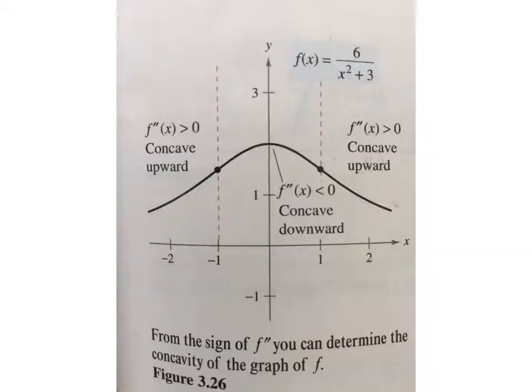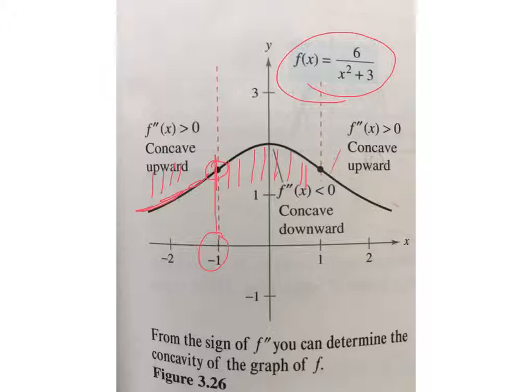Now, here's the graph of the actual function, right? Here's what we started with right here. We started with 6 divided by x squared plus 3. And you can see in the graph, they did a good job of drawing your point of inflection at negative 1 right here. The graph is concave up, and then at negative 1, it changes to being concave down all the way to 1, where it starts being concave what again? Up. So our calculations are verified through the graph.